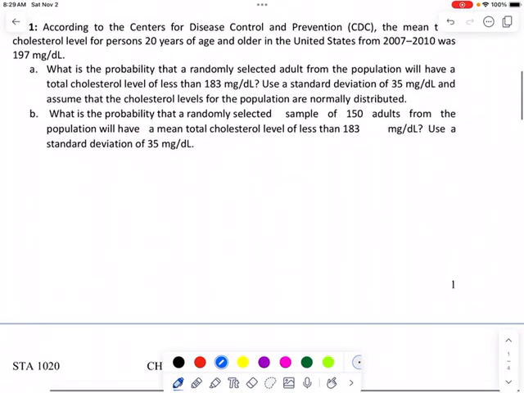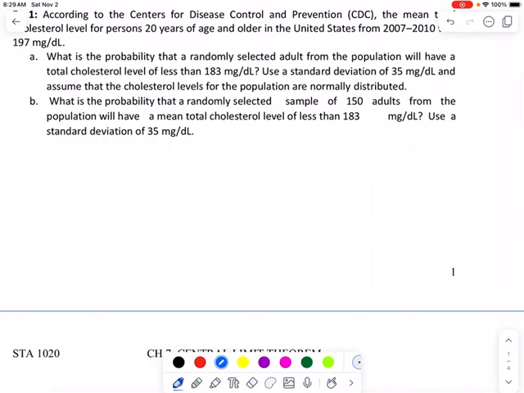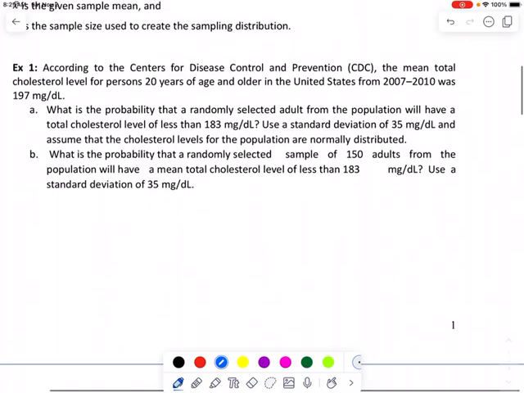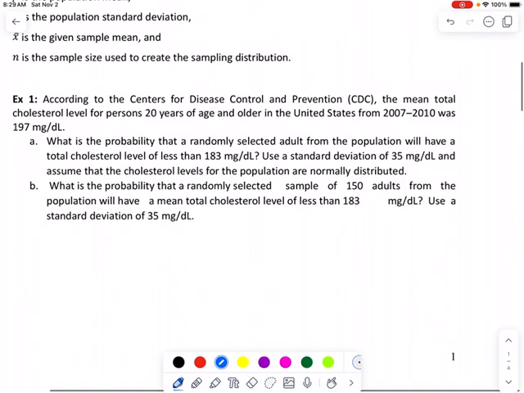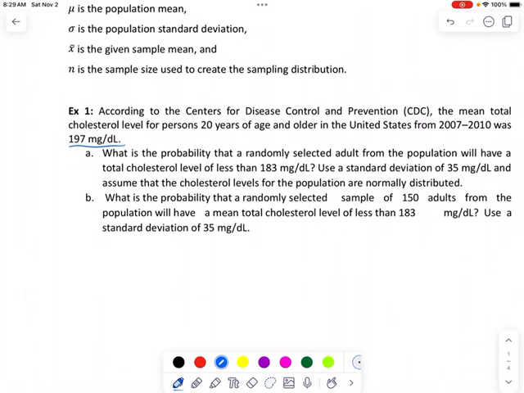Looking at the first example, it says, according to the Centers for Disease Control and Prevention, CDC, the mean total cholesterol level for persons 20 years of age and older in the United States from 2007 to 2010 was 197 milligram per deciliter. So what is this 197? This is the mu. This is the mean of the population, or the population mean.